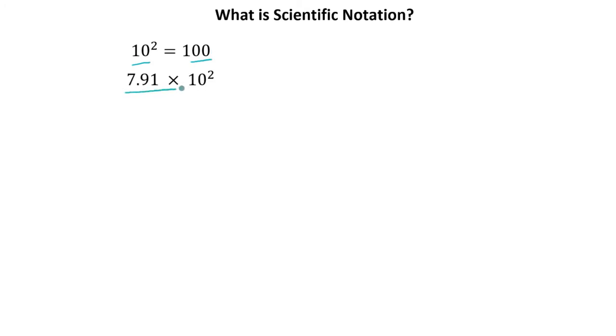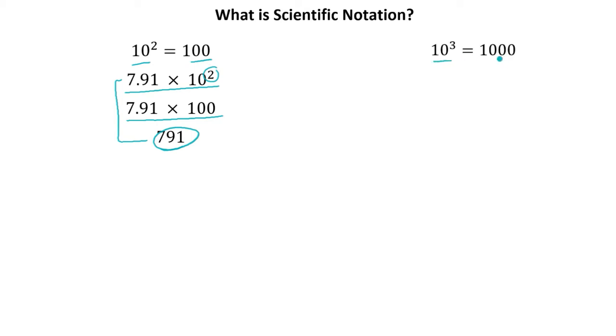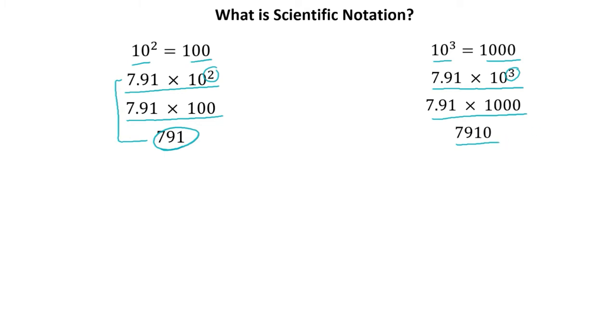So what if I have a scientific notation written like this, with 10 squared? Well, that simply means that you're going to take 7.91 and multiply by 100. That would give you 791. These two numbers are the same. Let's do the same thing, but now let's talk about 10 cubed. That, of course, is 1,000. So if I take the same 7.91 but now go to 10 cubed, I am simply going to multiply by 1,000 this time, which gives me 7,910. These two numbers are equal.